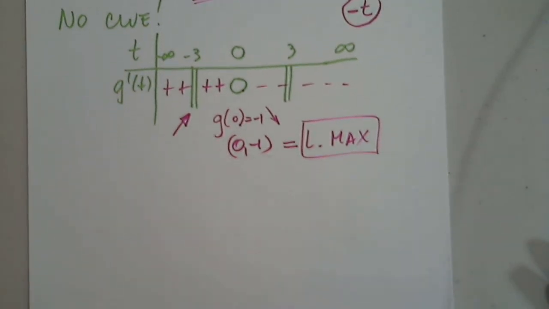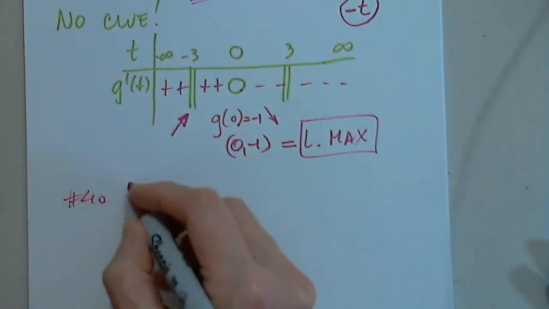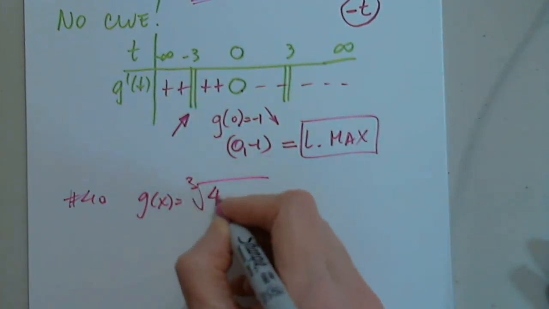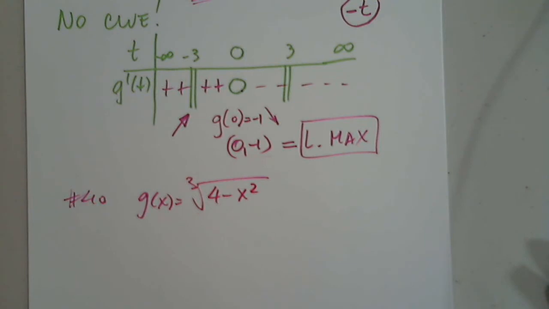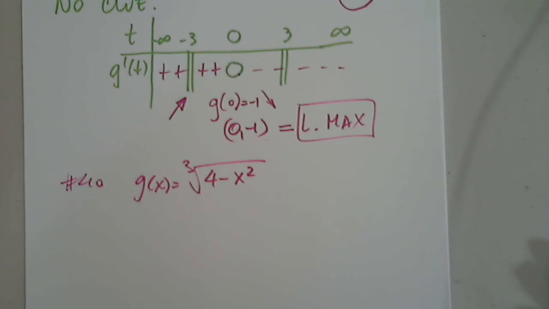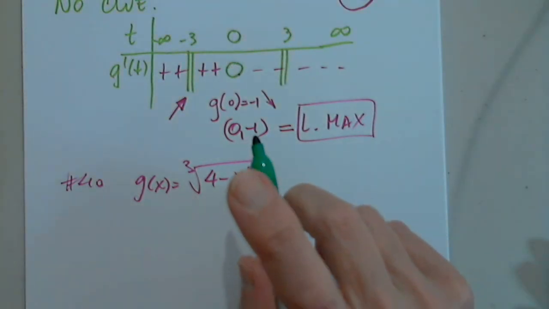Good. So 40. We have g of x equals the cube root of 4 minus x squared. Can anyone tell us how we determine the domain of this function? If we have to state any restrictions, if we need to write anything to find the domain. 4 minus x squared must be greater than 0.